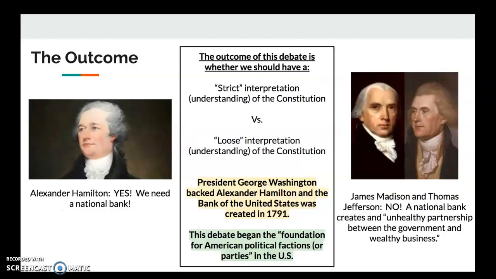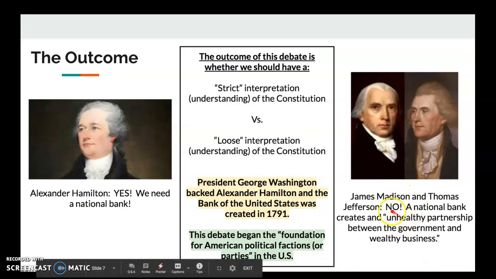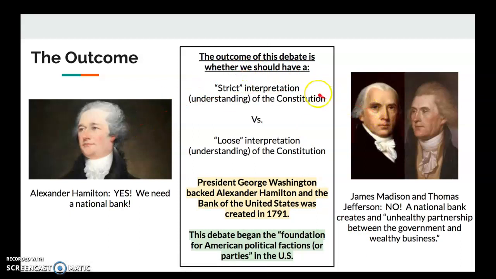So the outcome, yes, Alexander Hamilton says we need a national bank. There are guys on the other side over here, like James Madison and Thomas Jefferson, who say, no, a national bank creates an unhealthy partnership between government and wealthy business. See, we still have issues with that today. So here, the outcome of this debate, whether you want a national bank or you don't want a national bank, comes down to the issue of how you interpret or understand the Constitution.